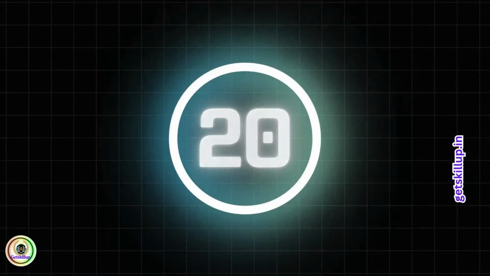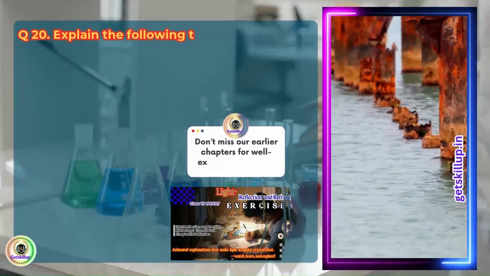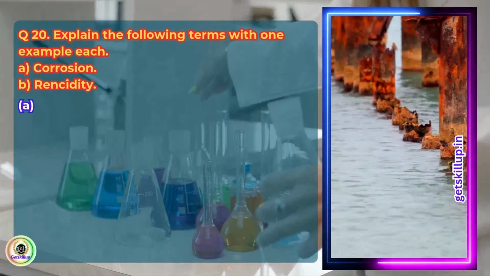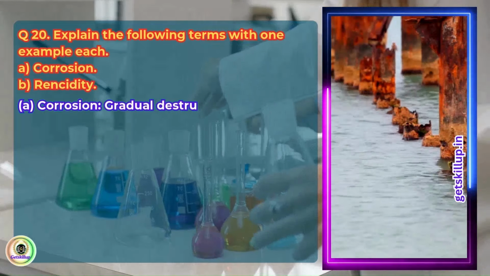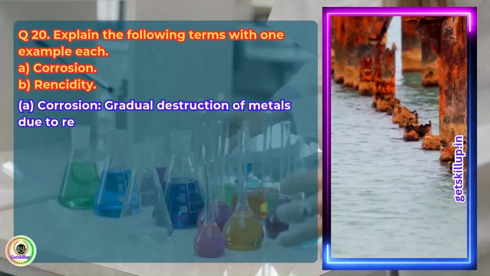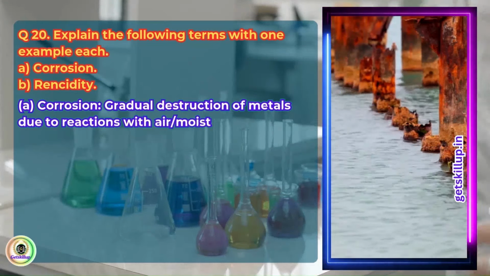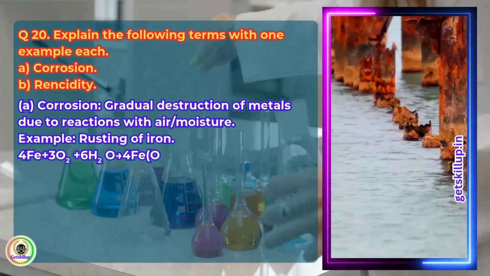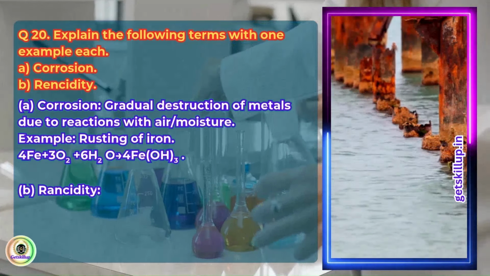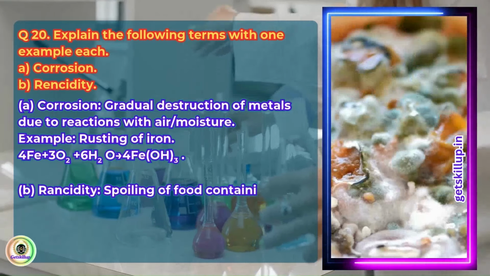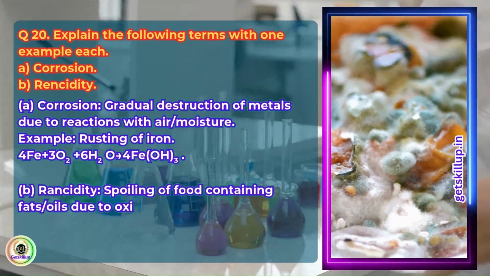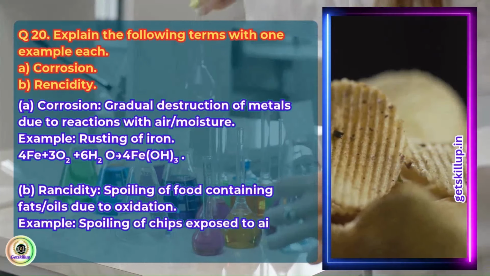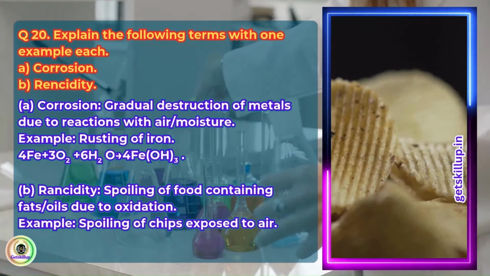Question 20. Explain the following terms with one example each. First one, corrosion: gradual destruction of metals due to reactions with air or moisture. Example, rusting of iron. 4Fe plus 3O2 plus 6H2O gives rise to 4Fe(OH)3. Second one, rancidity: spoiling of food containing fats or oils due to oxidation. Example, spoiling of chips exposed to air.